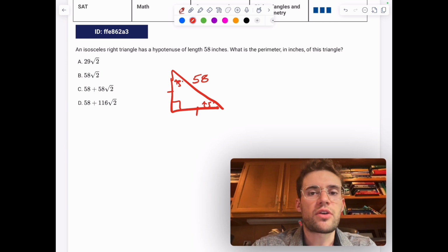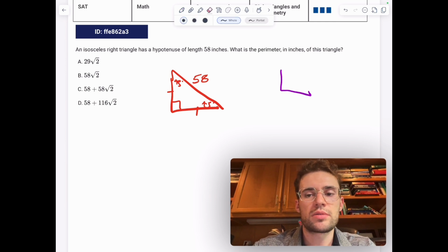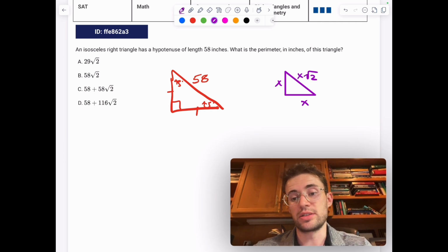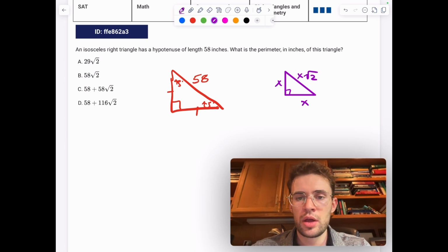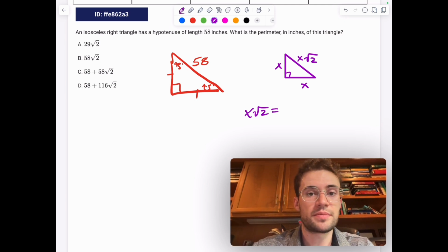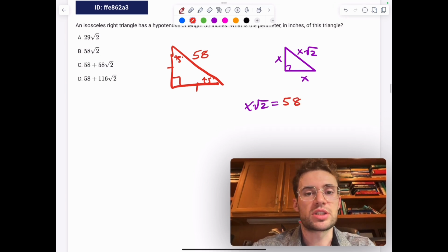Also, for a 45, 45, 90, so an isosceles right triangle, the ratio of the sides will be x, x, x root 2. Obviously, the largest side is always the hypotenuse for right triangles, so that's the side that's multiplied by the square root of 2. So if you want to find x, you could say x times the square root of 2 is equal to the hypotenuse, 58. Then to get the x alone, you would just divide by the square root of 2 on both sides.